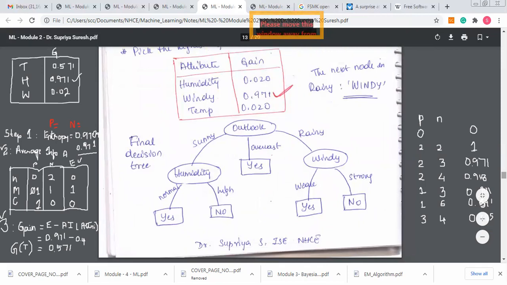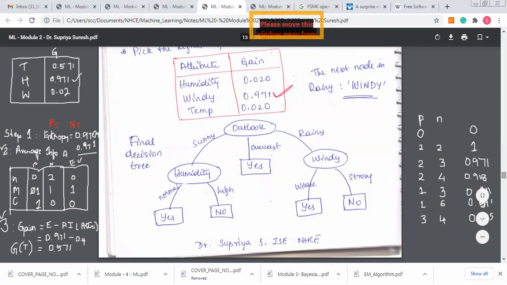I hope this is clear. The 3 main important steps to recap are: first, identify the number of positives and negatives in the given table, and calculate the entropy using those positives and negatives with the given formula. Step 2 is to calculate the average information of each and every attribute with the formula. Step 3 is the gain formula: gain is equal to entropy minus average information of that particular attribute. You have to calculate it, and the highest one will become my root node.